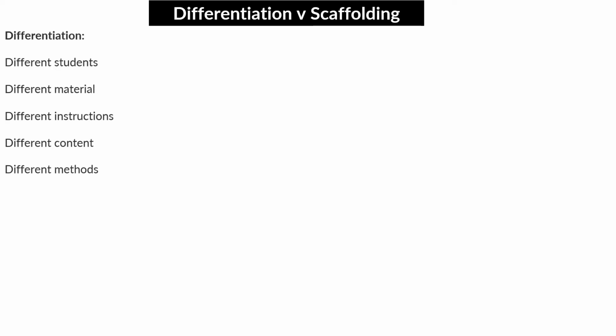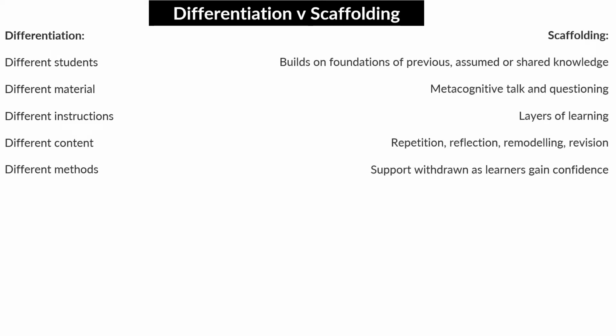So to recap, differentiation means that you're providing different students with different material, different instructions, different content and different methods. Scaffolding means that you're building on the foundations of previous assumed or shared knowledge. You're using metacognitive questioning and processes. You're layering up the learning in order to allow for repetition, reflection, remodelling and the revision of content. And you're withdrawing the support as learners gain confidence.